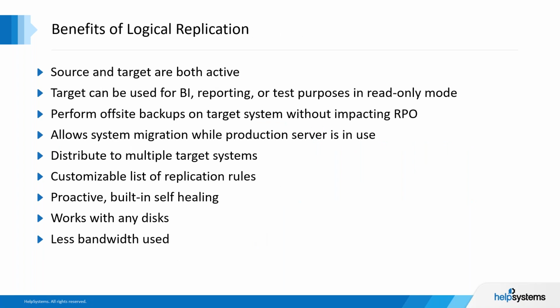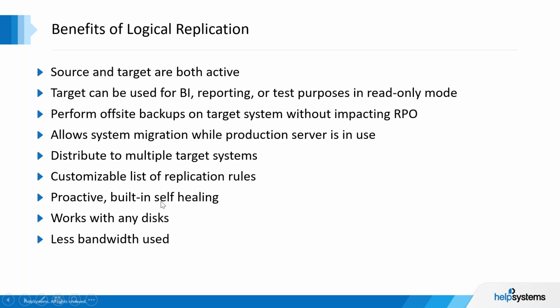So you do have people that sometimes do their backups over on their target systems. They sometimes do their BI from there. They're performing offsite backups on target systems without impacting your RPO can be done. Allow system migrations. So you see software replication being used quite a bit for migrations. We're in conversations with cloud providers and being able to move data from on-prem to cloud. You can have multiple target systems with this technology. Not that you couldn't do the similar thing with PowerHA.